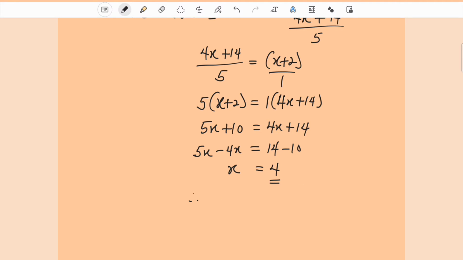The value of x is 4. So let's take note of that: the value of x is 4.